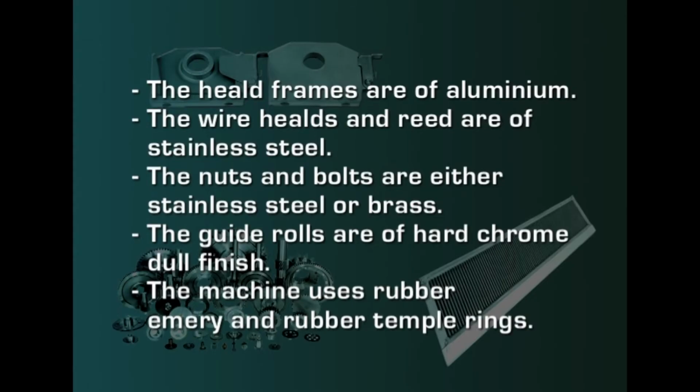The heel frames are of aluminium and the wire heels and reeds are of stainless steel. The nuts and bolts which come in contact with the water are either stainless steel or brass. The guide rolls are of hard chrome with a dull finish. The machine uses rubber emery and rubber temple rings.